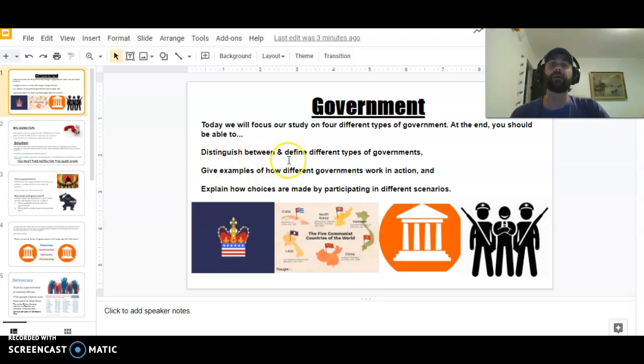I want you to give examples of how different governments work in action, and I'll give some of those as we go through it, and I want you to think of your own. Last, I want you to explain how choices are made by participating in different scenarios, okay? And we're going to do that as a class when I return.